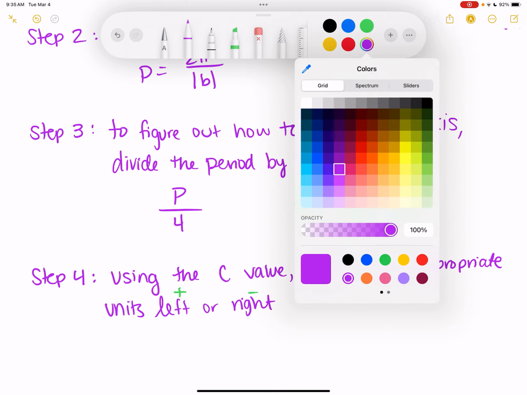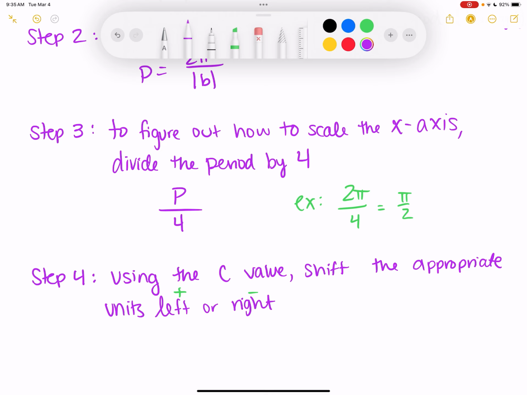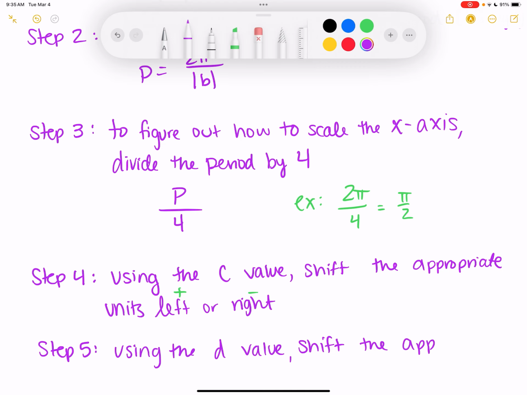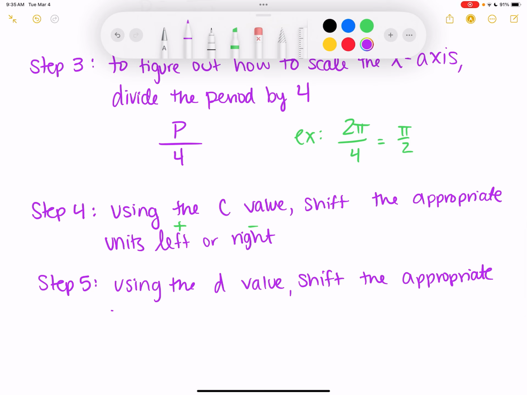Step 5, using the D value, shift the appropriate units up or down. Remember, these go the same direction, so up is positive, down is negative.